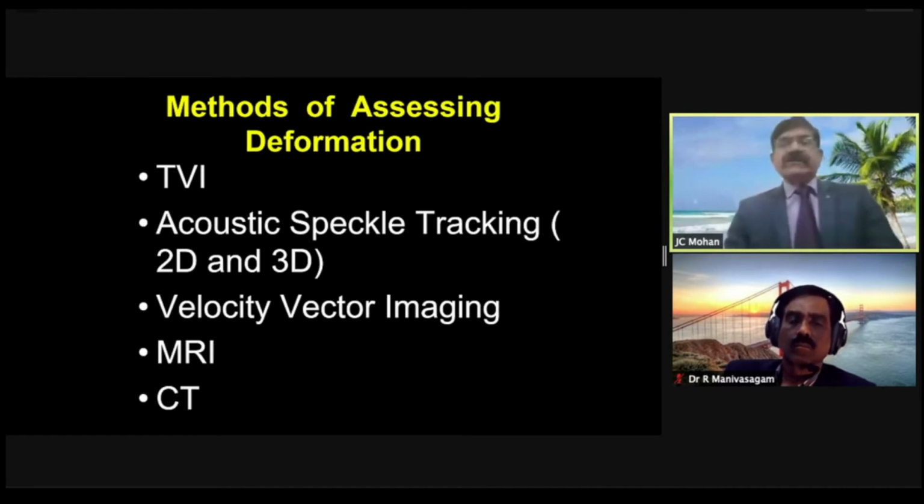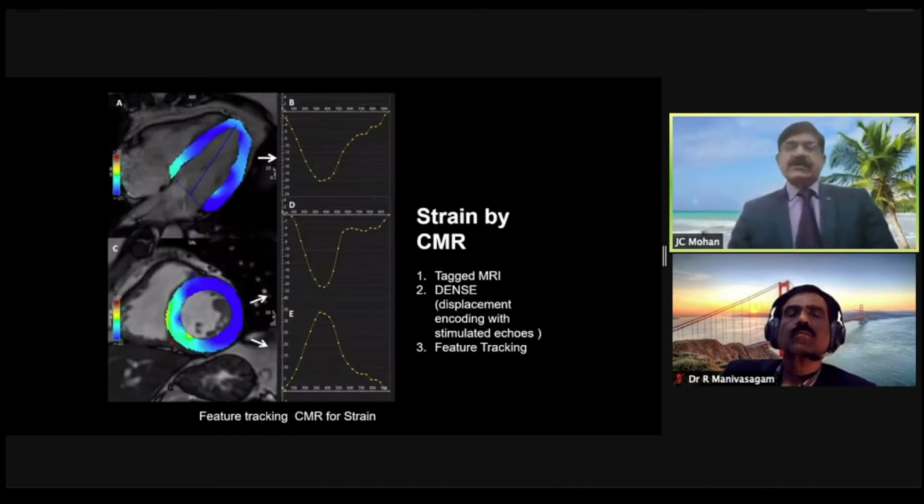One can use tissue velocity imaging. One can do what you call acoustic speckle tracking, by which you can have 2D or 3D speckle tracking, velocity vector imaging, which is a slight modification of acoustic speckle tracking, MRI and CT. These are 5 different ways strain imaging can be done. The strain by cardiac MR is actually the gold standard because it's more reproducible, and more people now are buying CMR machines providing strain.